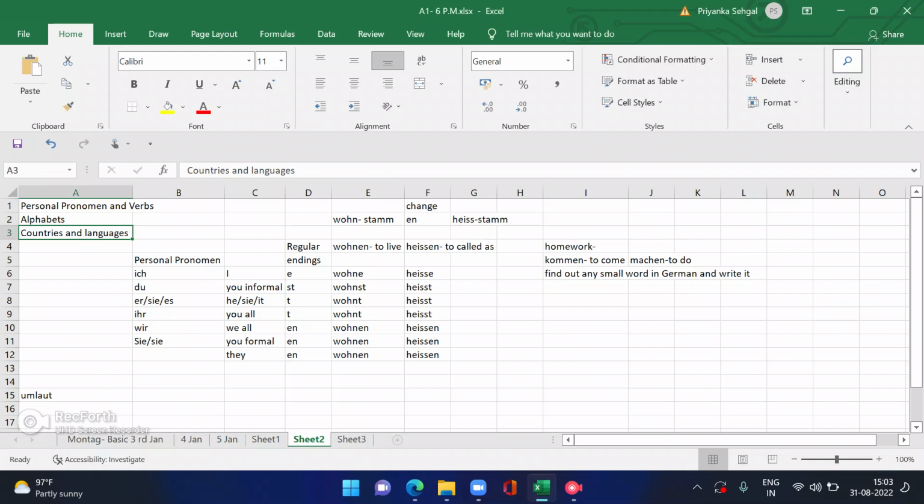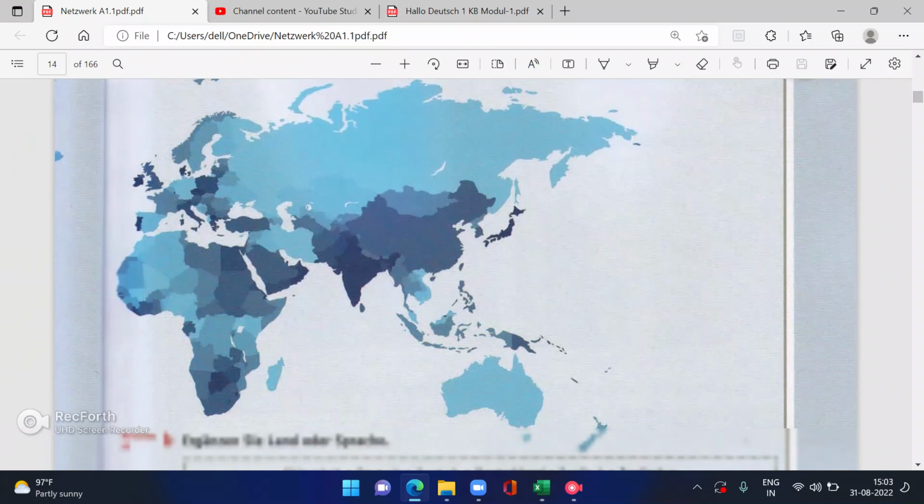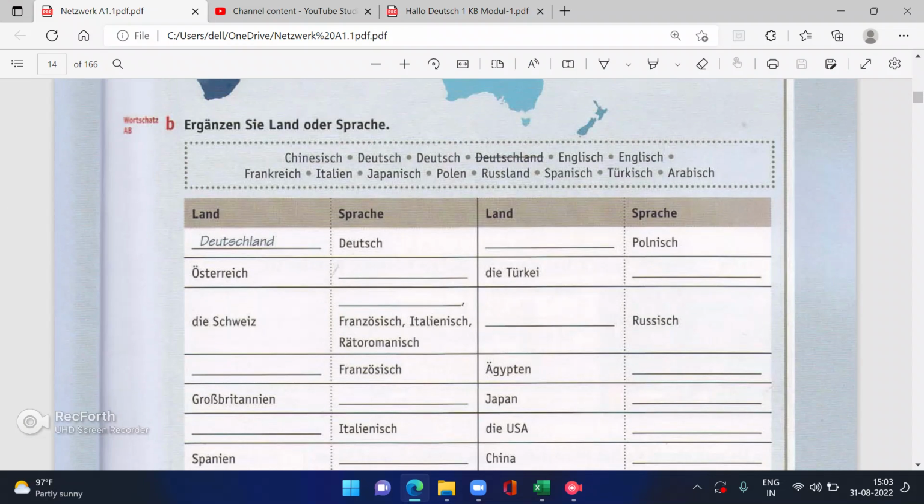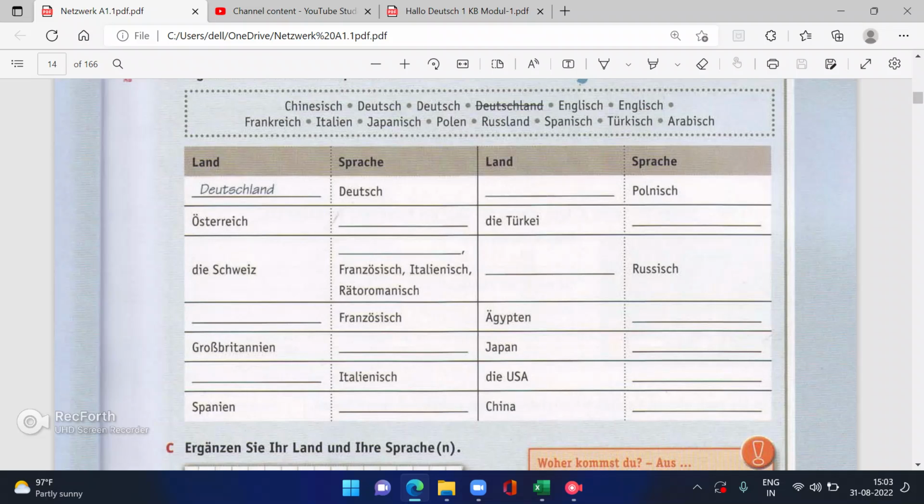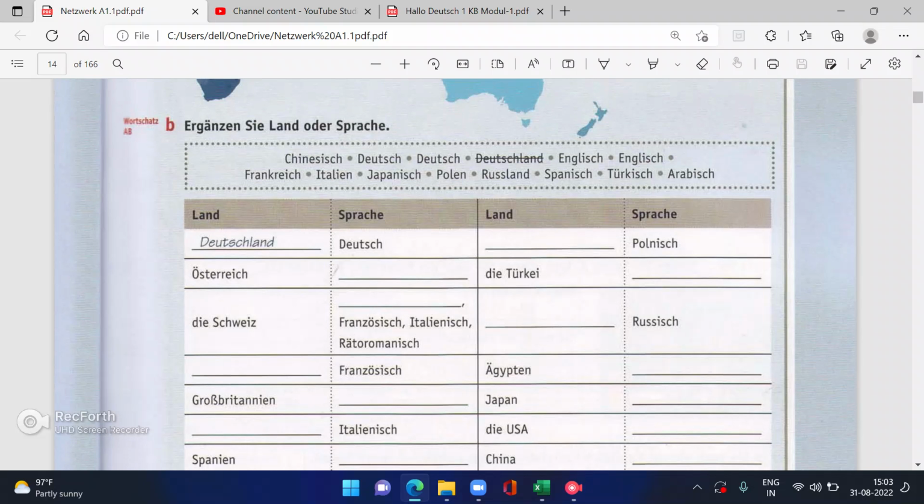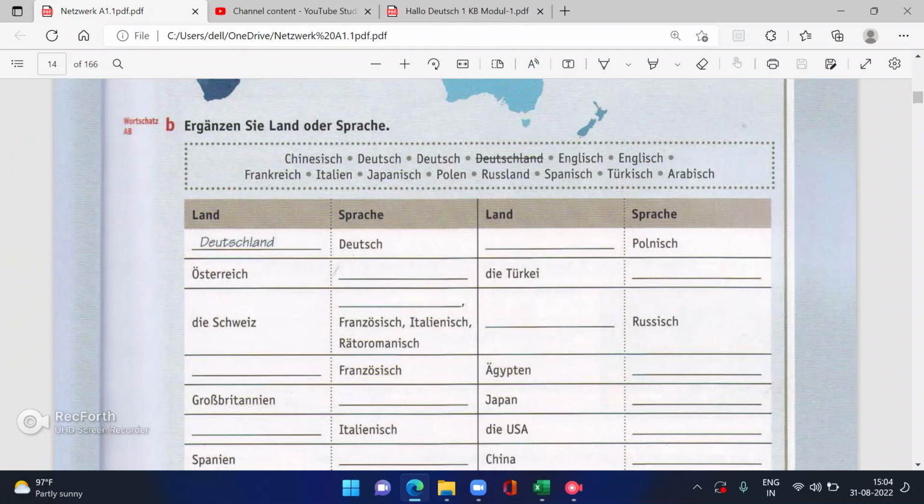Our third topic is the countries and the languages. This topic also we will be doing from the book itself. I hope this page is clear to you. I'm just going to repeat what is written. First I will read the question. Ergänzen. Ergänzen is what? Fill. Sie. Now which Sie is this? This is the formal Sie. Land. That is country.